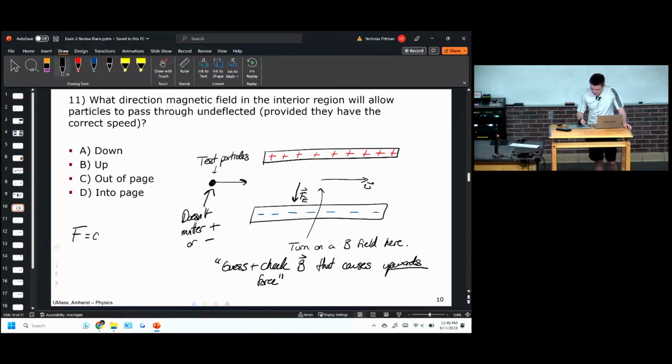Because the Lorentz force law is really good if you know V and B and want F. But if you know F and you need B, you need to guess and check your way. So everyone go and guess and check what direction B will cause an upwards force. You'll have to guess and check all four probably.